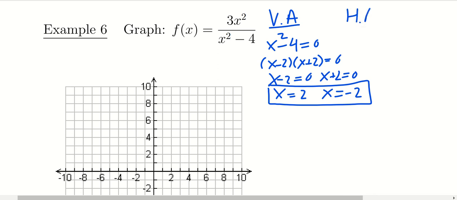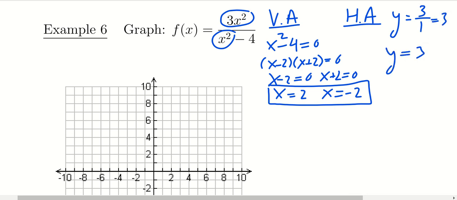For the horizontal asymptote, we're comparing highest powers of x in both numerator and denominator. Once again, the top and bottom have the same highest power. That means that the horizontal asymptote is going to be the ratio of those leading coefficients. That's going to be 3 over 1, which is 3. So we have a horizontal asymptote y equals 3.